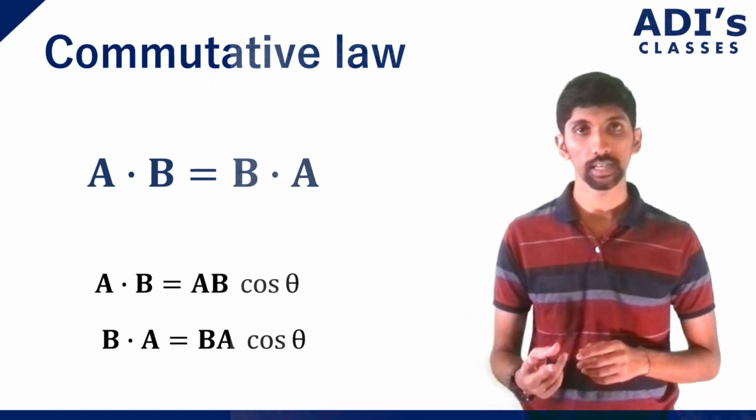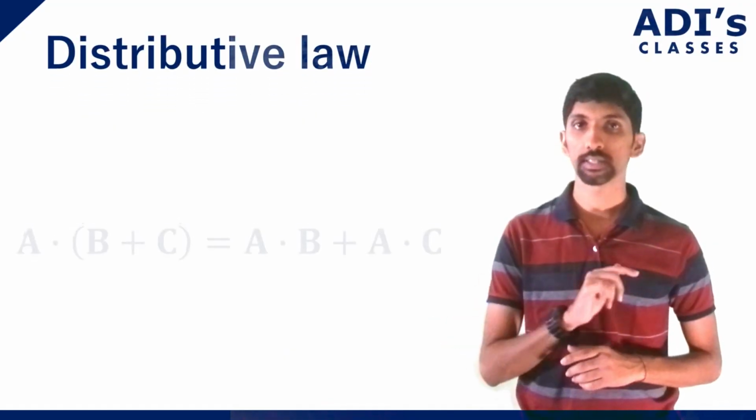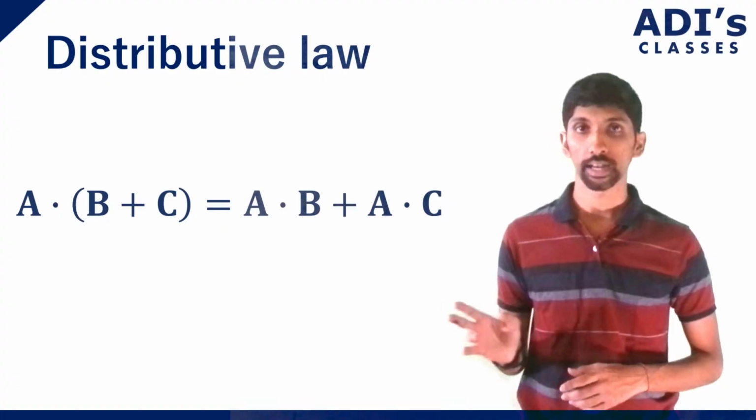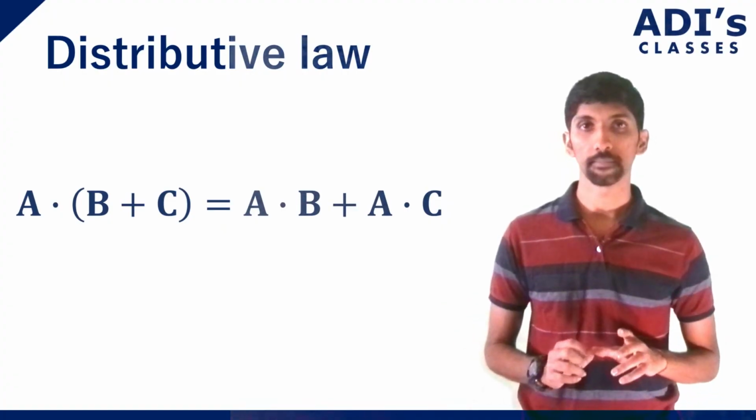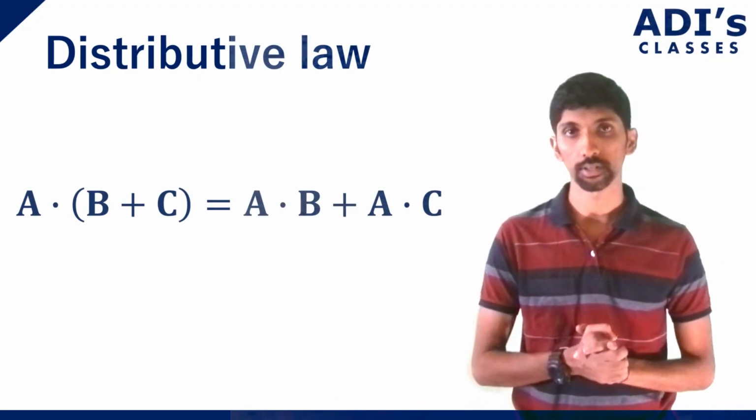Now the second one is the distributive law. We have A dot (B plus C) equal to A dot B plus A dot C. So the distributive law holds good in the scalar product or dot product.